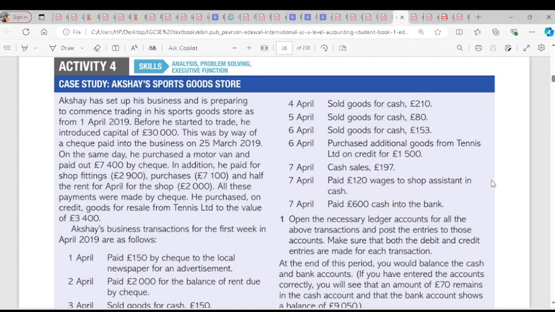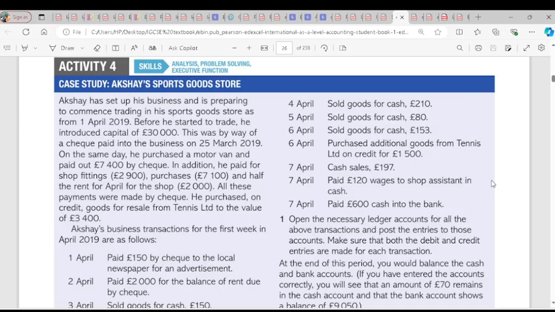So we continue with accounting AS, case study, double entry activity 4. It said Akshay has set up his business and is preparing to commence trading in his sports goods store as from 1 April 2019. Before he started to trade, he introduced capital of 30,000. So there's capital of 30,000.